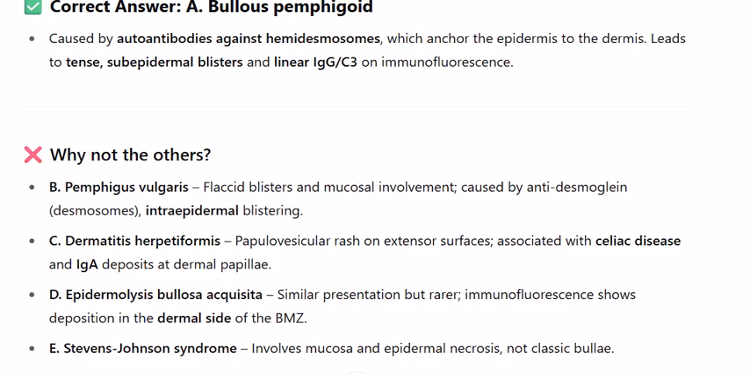Why not the others? B. Pemphigus vulgaris: flaccid blisters and mucosal involvement, caused by anti-desmoglein antibodies against desmosomes, with intraepidermal blistering. C. Dermatitis herpetiformis: papulovesicular rash on extensor surfaces, associated with celiac disease and IgA deposits at the dermal papillae. D. Epidermolysis bullosa acquisita: similar presentation but rarer. Immunofluorescence shows deposition on the dermal side of the BMZ. E. Stevens-Johnson syndrome involves mucosa and epidermal necrosis, not classic bullae.